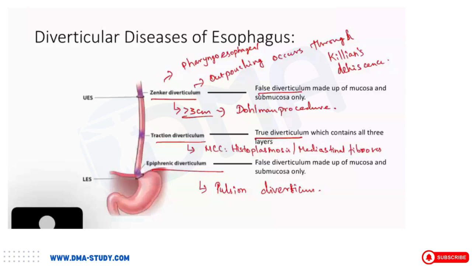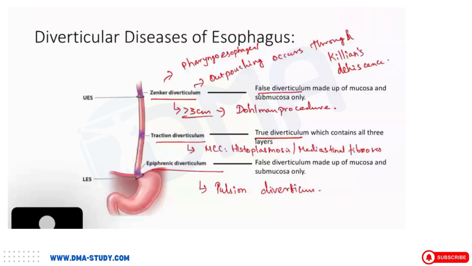What is the investigation of choice for achalasia cardia? Manometry. Investigation of choice for abdominal trauma in an unstable patient? FAST. In a stable patient? CECT or CT. Bird beak appearance is seen in achalasia cardia. For diffuse esophageal spasm, what is the barium swallow finding? Corkscrew esophagus.